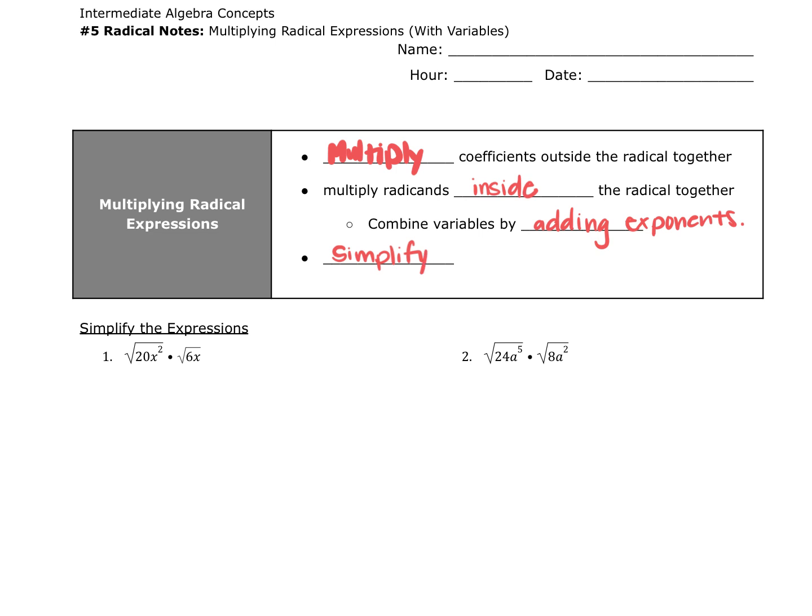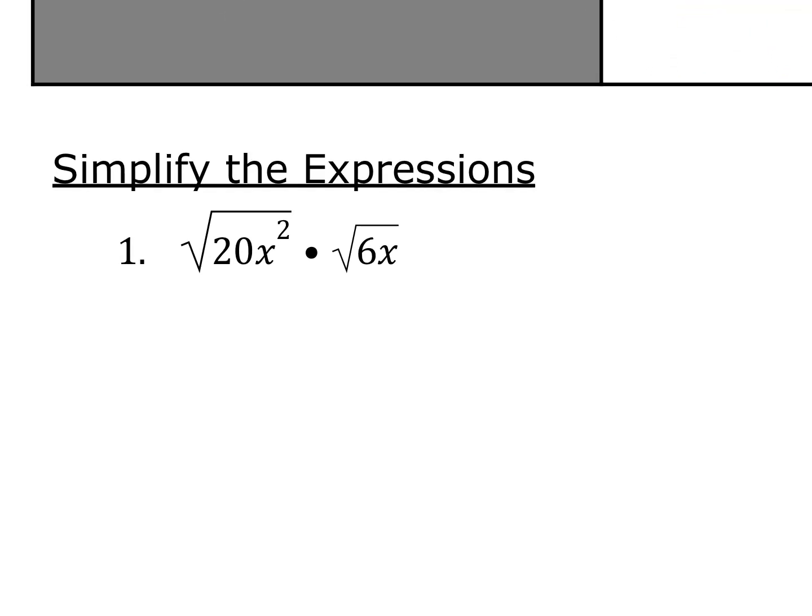So let's go ahead and do this here. When we look at number 1, the first thing we're going to do is multiply our coefficients. Coefficient means whatever number is right here multiplied with whatever number is right here. In this problem, there's nothing in front of your square root, so there is no coefficient. Then the next thing we're going to do is multiply what's underneath our radical. If we take that 20 times that 6, I'm going to get 120. So underneath my radical, I'm going to get 120 for my number.